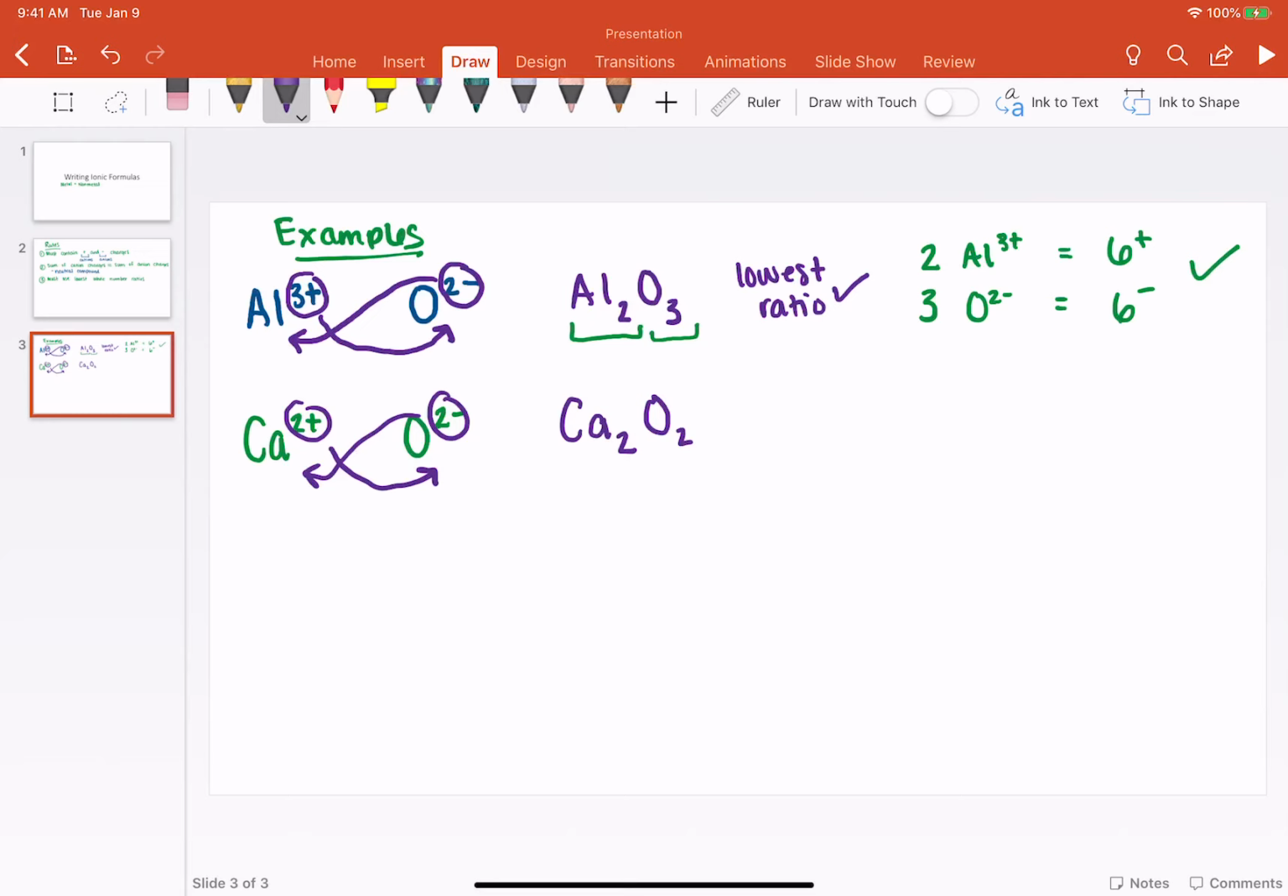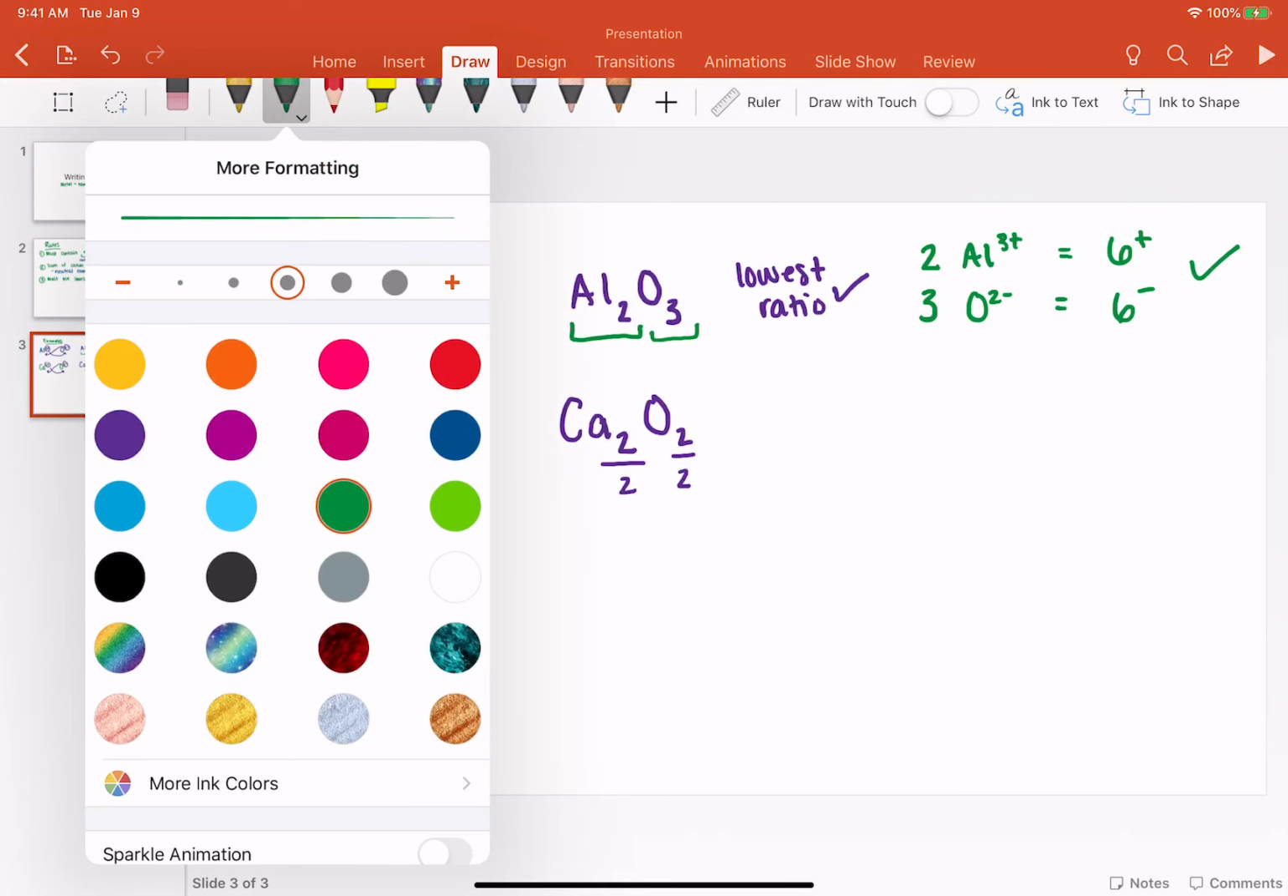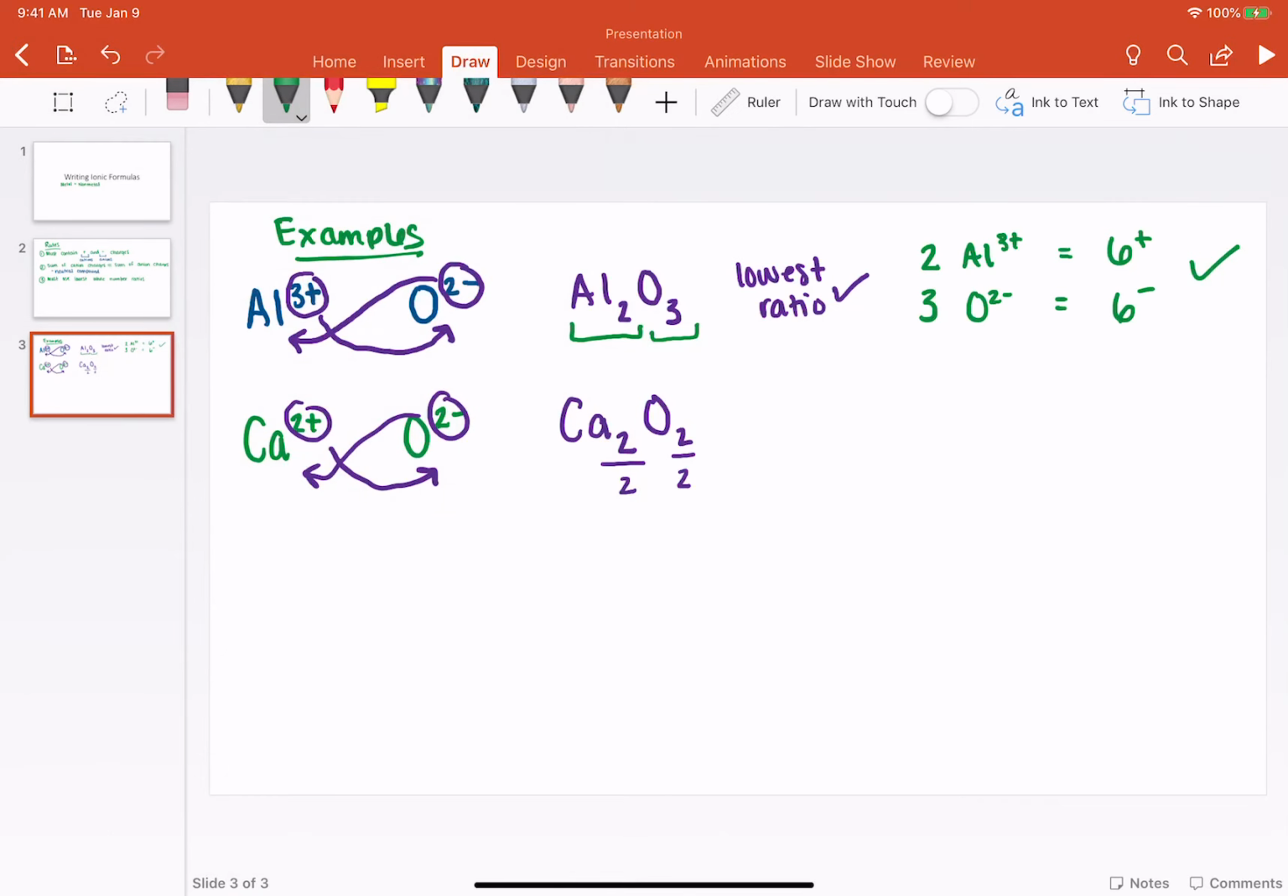Do we have the lowest whole number ratio this time? No, we don't. So what we need to do in this case is we have to simplify. We know we can divide each of these by 2. And when we do that, we end up with CaO. Now we have the lowest ratio. Can't simplify 1 to 1 any more than it already is.